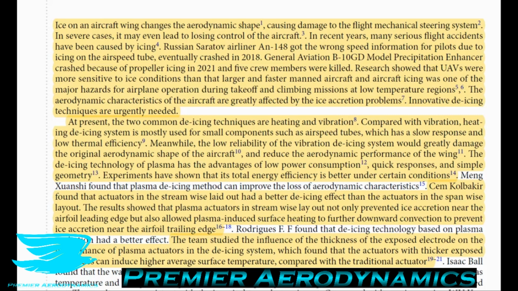The de-icing technology of plasma, though, has the advantages of low power consumption, quick responses, and simple geometries. Experiments have shown that its total efficiency is better than the alternatives under certain conditions. So plasma actuators, what they do is you have two electrodes which are divided by Kapton tape usually. And Kapton tape is just a type of dielectric material, and this just allows the electricity to flow in the right way to create plasma. And plasma is just when you have a gas of some sort and you strip all the outer electrons off the shell, and then you're left with this positively charged nucleus with some of the shell still around it, depending on what gas you have.